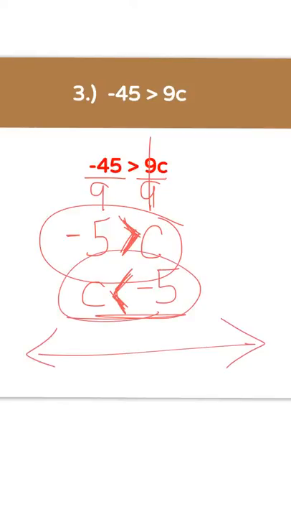Now we put our number line, our 0, and the -5. The circle will go at the -5. It is only less than, so it stays open. Then our arrow goes to the left. You will have an open circle at -5 and the arrow to the left.